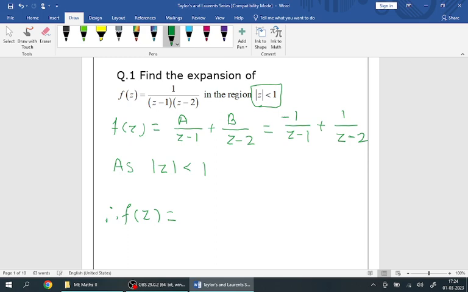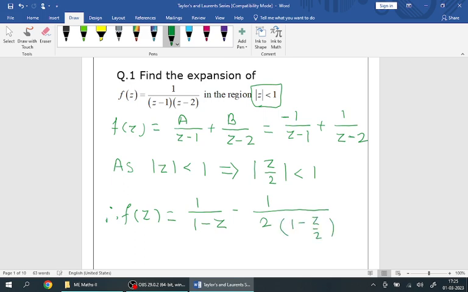Therefore f(z) will become, to get this 1 upon 1 minus r, this minus sign we can merge in the denominator, and we can write 1 upon 1 minus z. Now you will observe this is in the form of 1 upon 1 minus r. Now for the second term, either we take z common or 2 common. Here we can take 2 common, because if mod z is less than 1, then mod z by 2 is also less than 1. Therefore from the second term, I will take minus 2 as common, so it will come as minus 1 upon 2 times 1 minus z by 2.